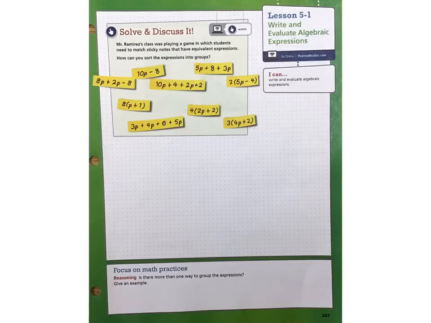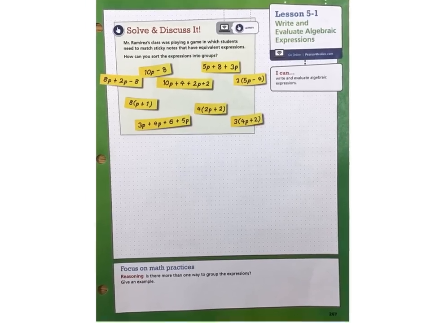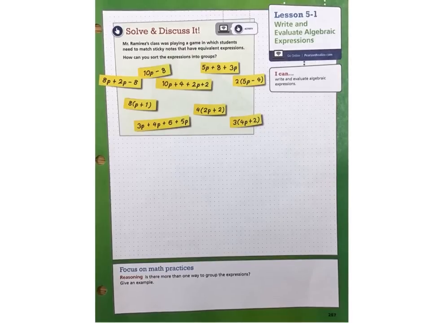All right, lesson 5-1, write and evaluate algebraic expressions. Let me move that page back. There we go. All right, so let's take a look here. Today we're going to be talking about how we can both write and evaluate algebraic expressions.